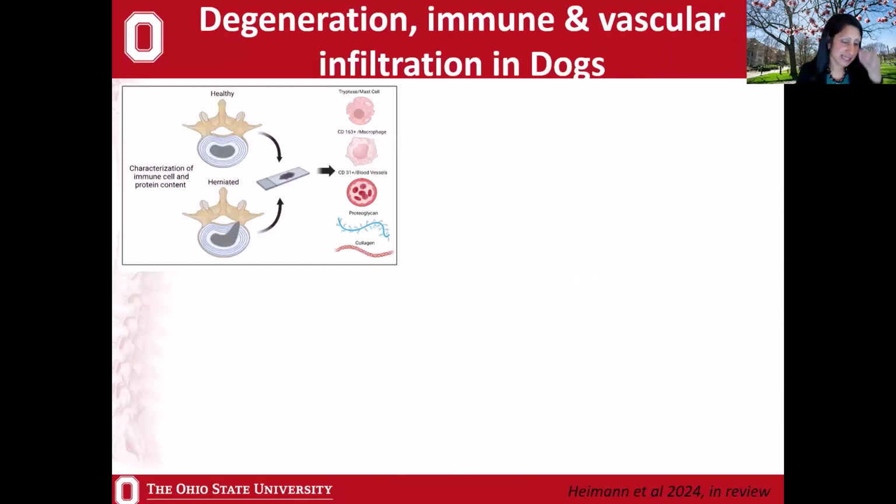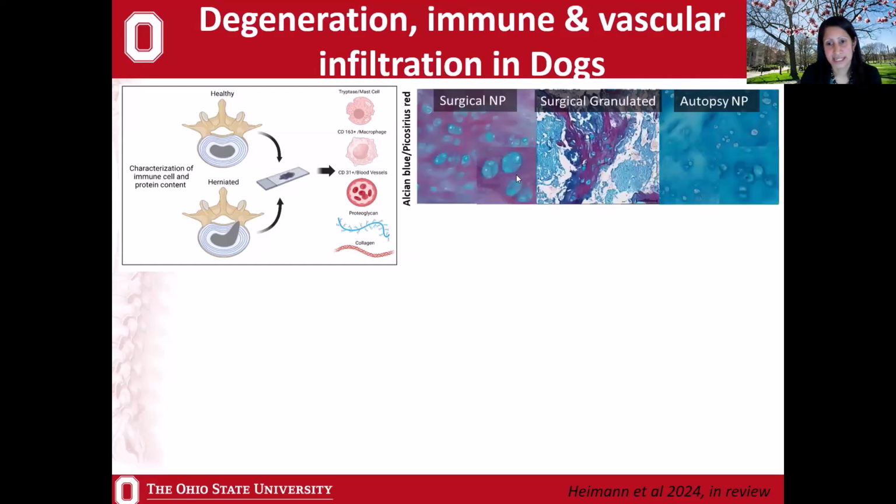To characterize this model a little bit more, we wanted to look at the cell level in degenerate tissue, to see if it had similarities there. So we looked at tissue from the chondrodystrophic dogs, including healthy tissue. This is Alcian blue and Picrosirius red. In our autopsy tissue, there are lots of proteoglycans, and it looks great. However, from the dogs with back pain, you can see more collagen, less proteoglycan, and then granulation tissue in the surgical specimen.